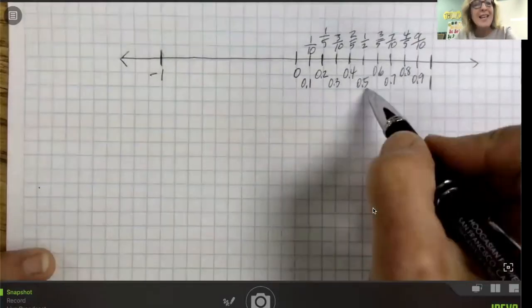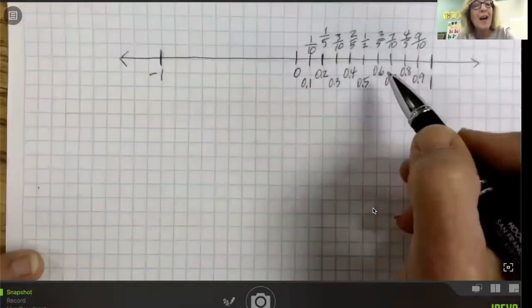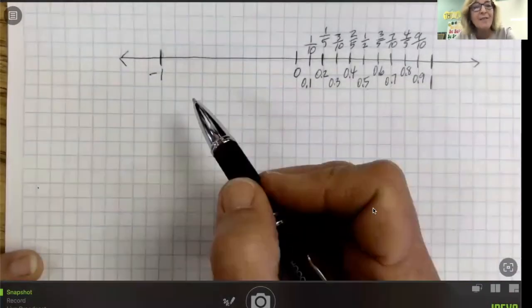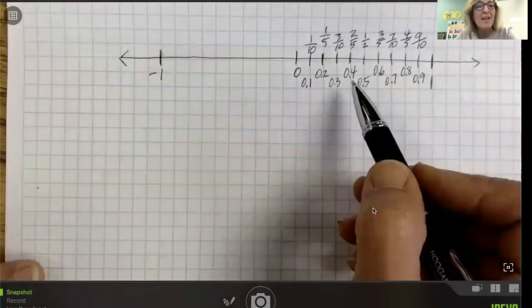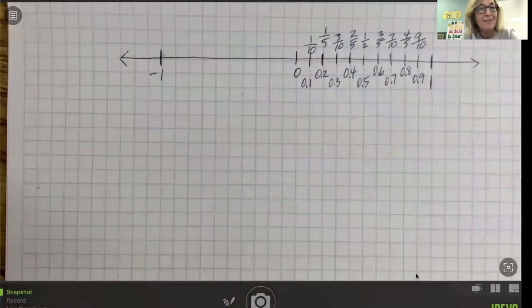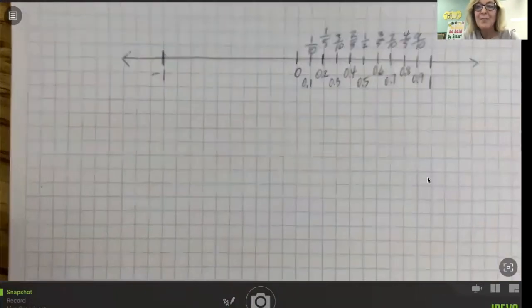Okay? Now what we want to do is label the opposites on the other side of the number line. So the negative opposite of these positives. So again, pause the video and then see if you can get that done on your own.